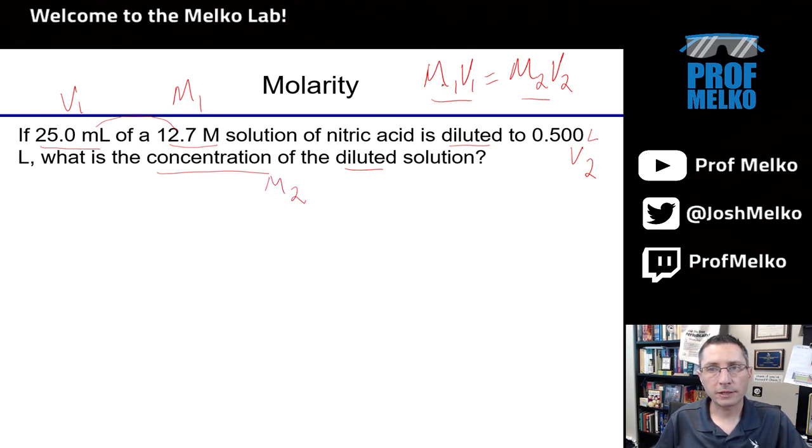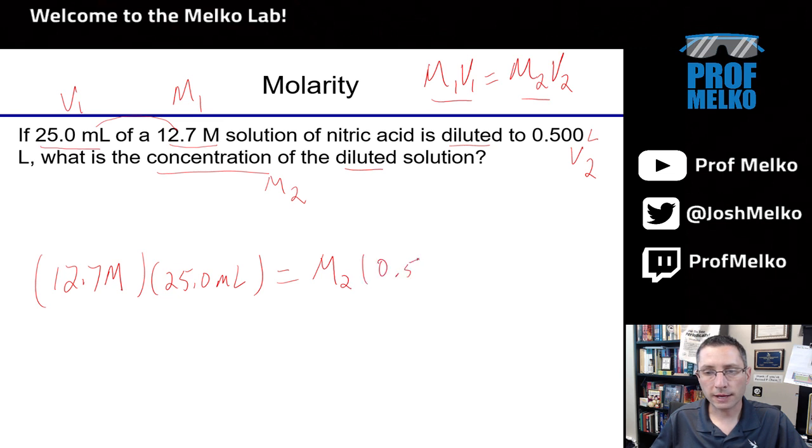So M1 times V1, 12.7 molarity times 25 milliliters, equals M2, that's what I'm solving for, times V2, 0.500 liters. But wait, the units of volume have to be the same here, right? I can't simply divide milliliters by liters. So I either need to change milliliters into liters or liters into milliliters. It doesn't matter what unit you pick, as long as they're both the same, they'll cancel out. So I'm going to take this 0.5 liters and convert it to milliliters.